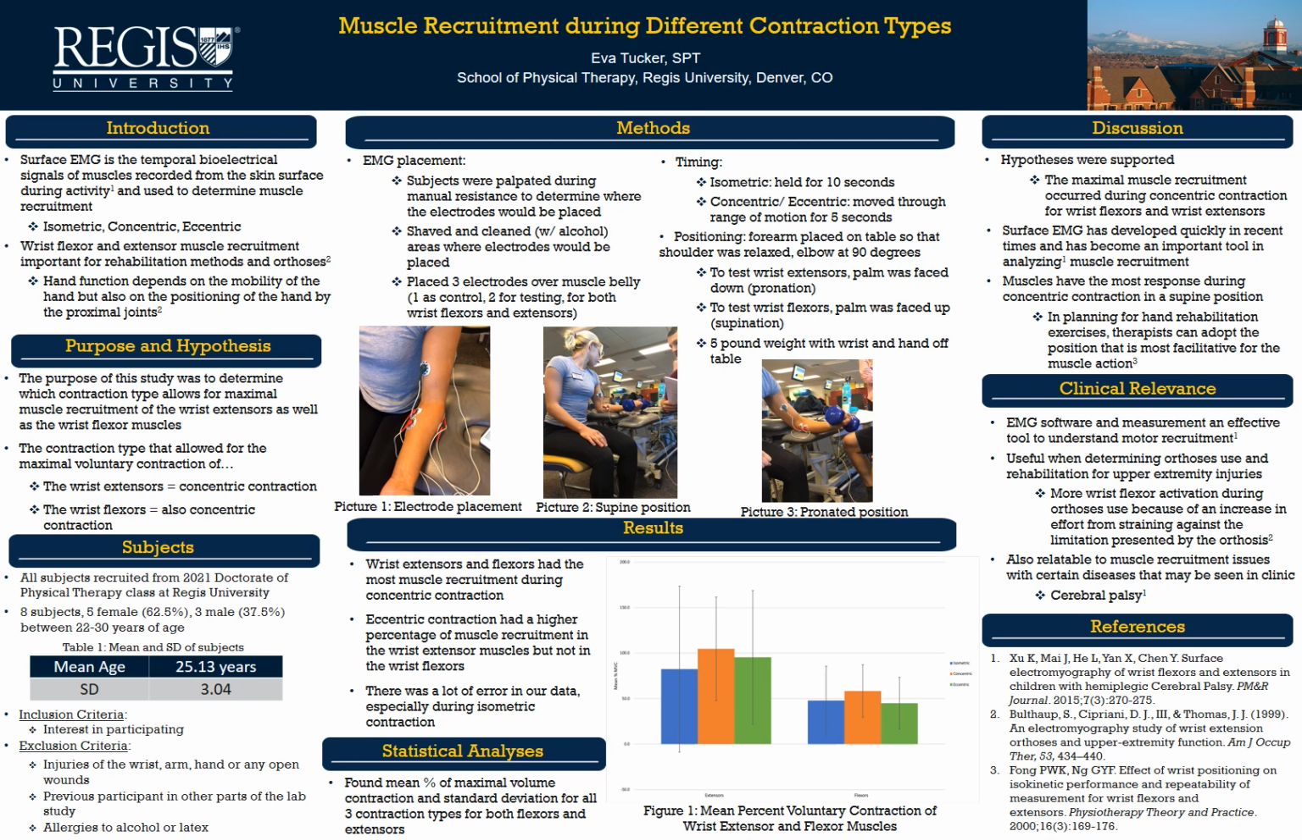And it is important for rehabilitation because one study showed that there was more wrist flexor activation during the orthotic use because of an increased effort from straining against it. This is important to know just so that we understand how the orthotics use and how to best rehabilitate that upper extremity.